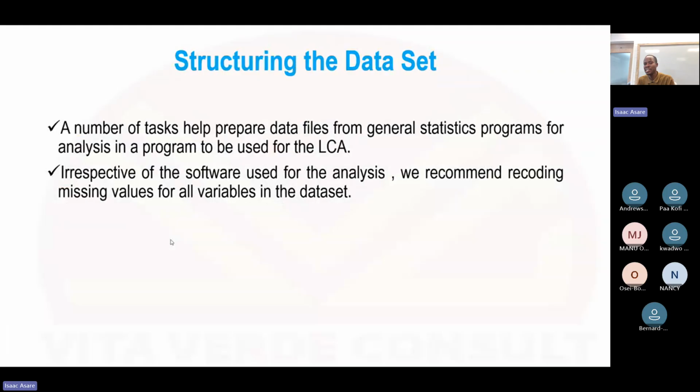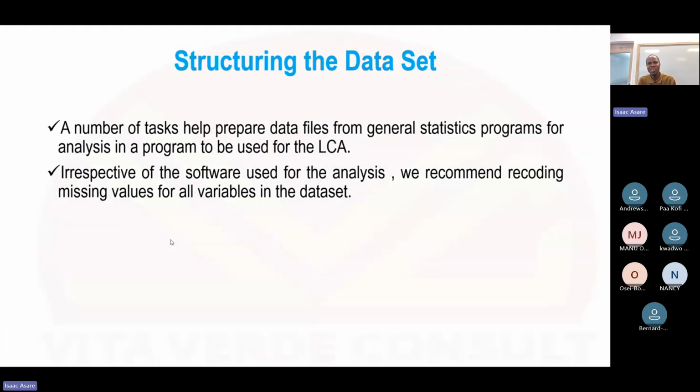General statistics program for analysis, a program to be used for the LCA. Please take your time and structure your data. Sometimes we are in a hurry. We just say, oh, I have my data, let me just start. Look, it doesn't work like that.